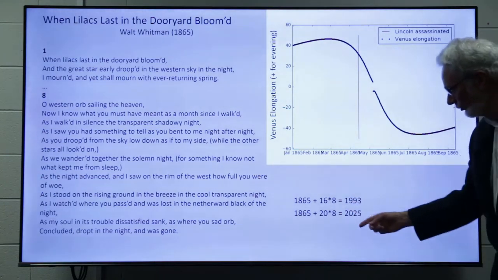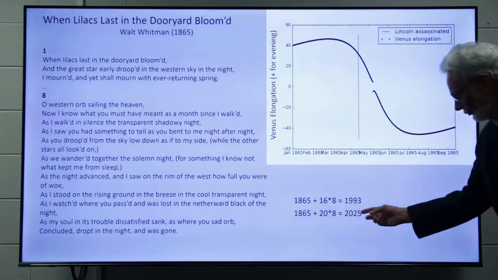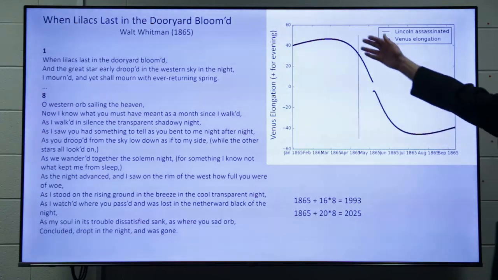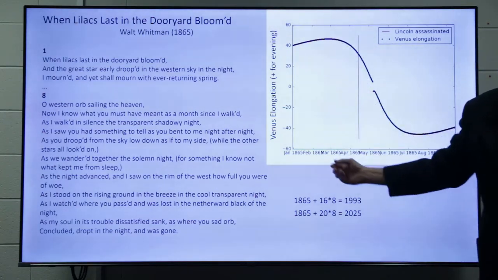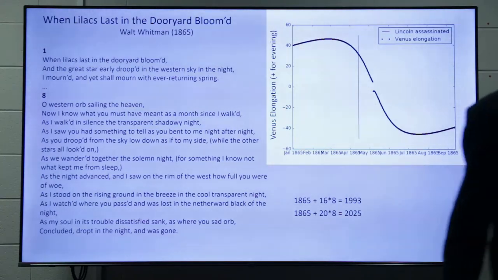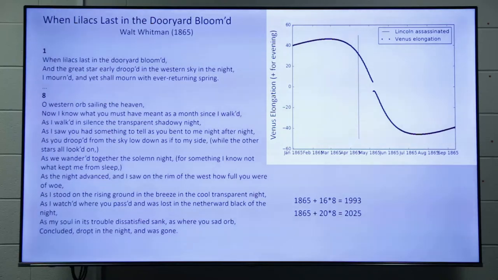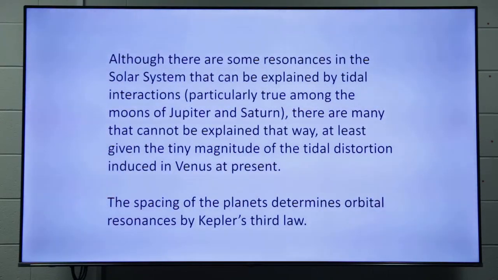16 of these 8-year cycles after 1865 was 1993. That was when I was noticing it. And 20 of those cycles will bring us to 2025. That's when we'll see Venus at maximum elongation in about March. Now we're seeing it in the end of October. And in 2029, we'll see it again at the end of October. So, I don't think I have to drag you through other resonances.